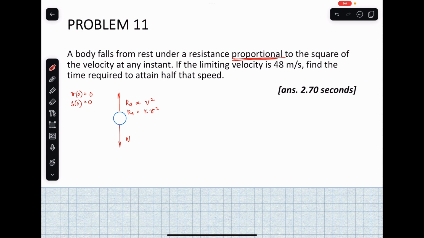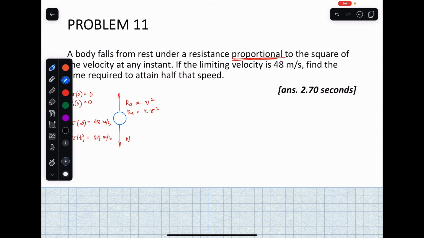We are given the limiting velocity, which means when time is infinity, the velocity is 48 meters per second. We need to find the time required to attain half that speed, so what would be the time when the speed is 24 meters per second. That is our requirement, and this is the given.